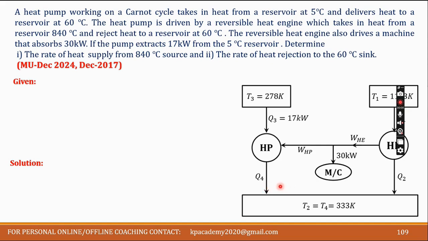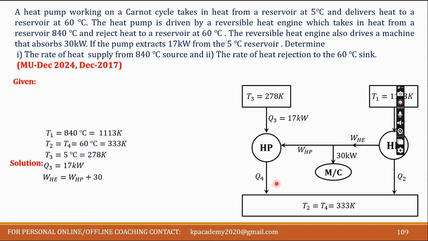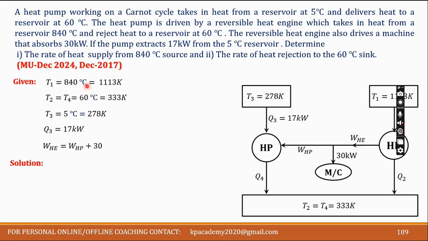First of all, the given parameters are T1, that is 840 degrees Celsius, the source temperature for the heat engine, and in Kelvin it is 1113 Kelvin. T2 is the sink temperature. It is also called T4 because the heat pump also rejects heat there. That's why T2 equals T4, and the temperature is 60 degrees Celsius, so in Kelvin, 333 Kelvin. Then we have the source for the heat pump, that is 5 degrees Celsius and in Kelvin 278 Kelvin.